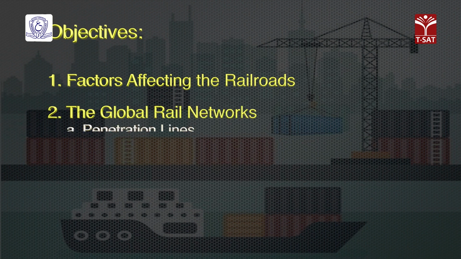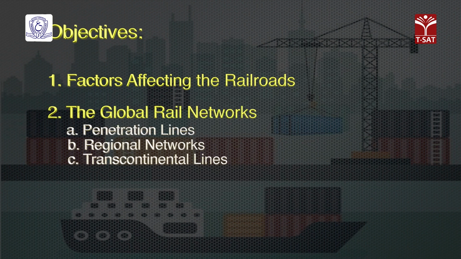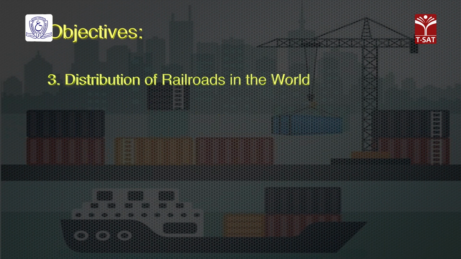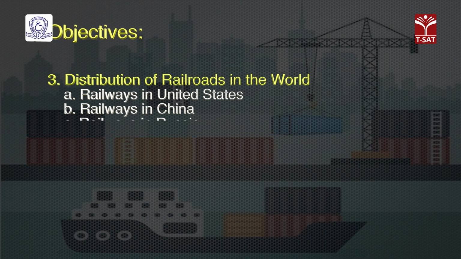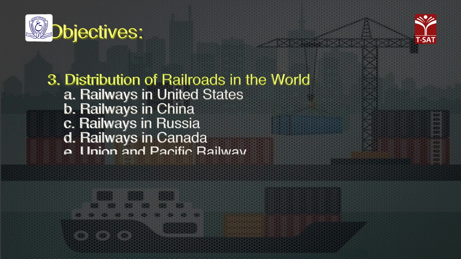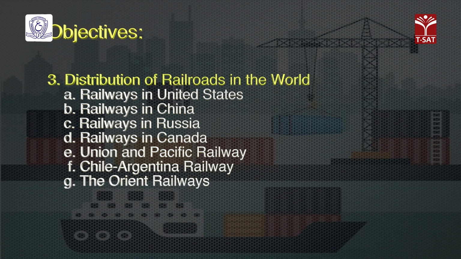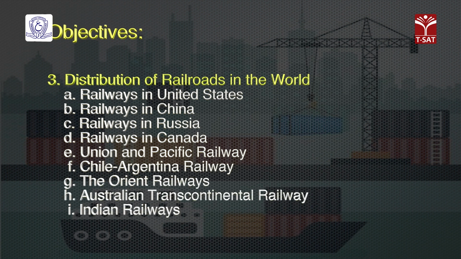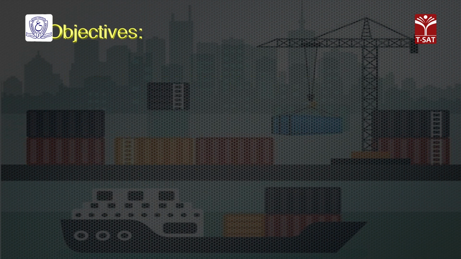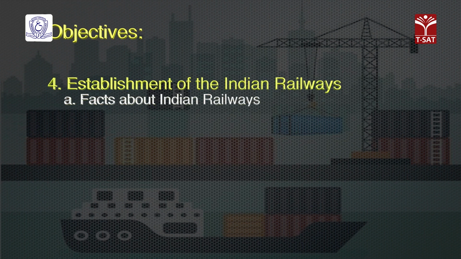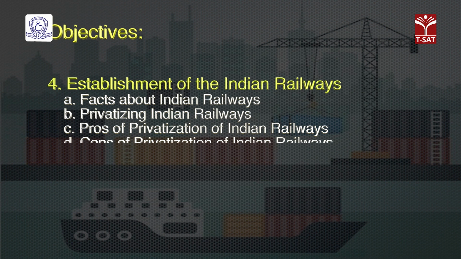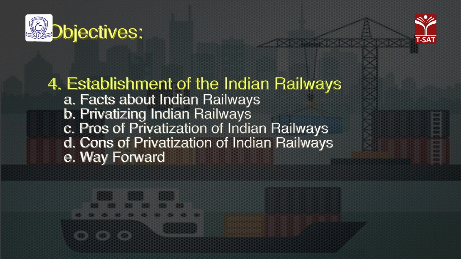After this lecture, you will be able to understand the factors affecting the railroads, the global rail networks, penetration lines, regional network, transportation lines such as distribution of railroads in the world, railways in different countries such as railways in United States, China, Russia, Canada, Union and Pacific Railways, Chile and Argentina Railways, the Orient Railways, Australian transcontinental railways, Indian Railways, the establishment of Indian Railways, the facts about Indian Railways, privatizing Indian Railways, pros of privatizing the Indian Railways and what can be the negative side of privatization of Indian Railways, and at the end I will also discuss a way forward about it.